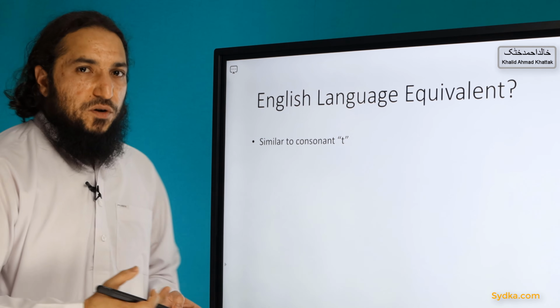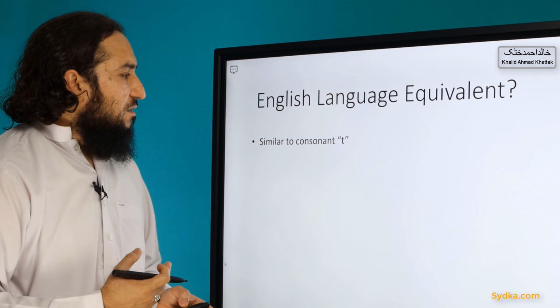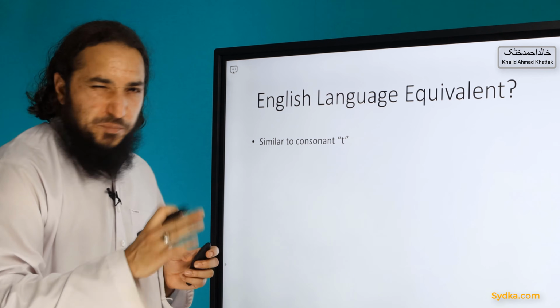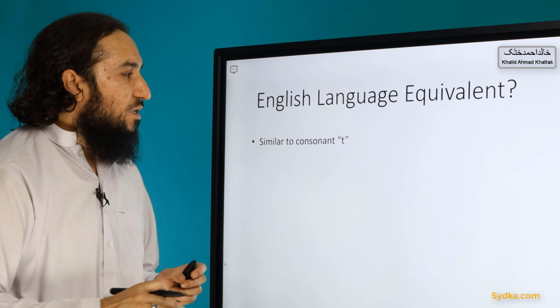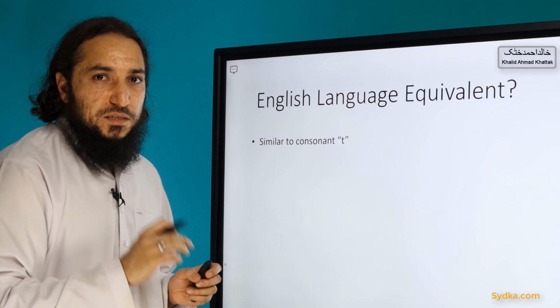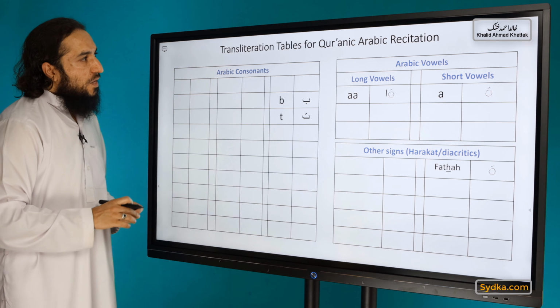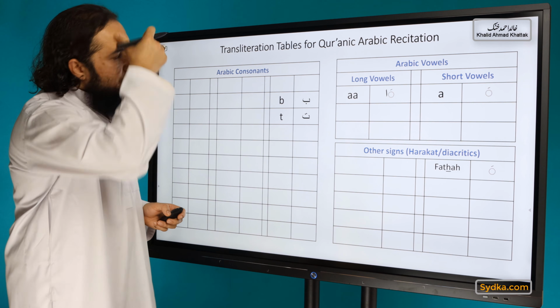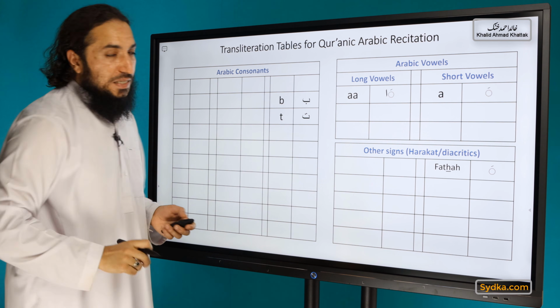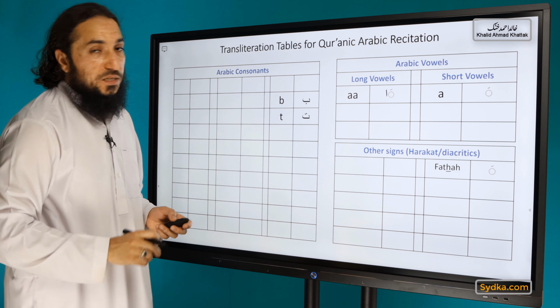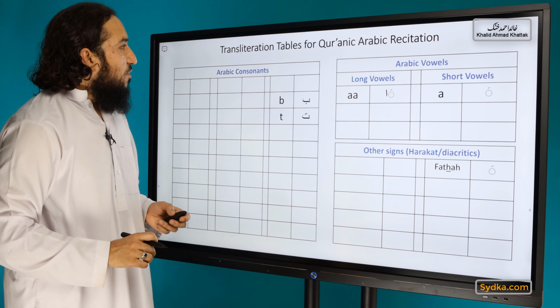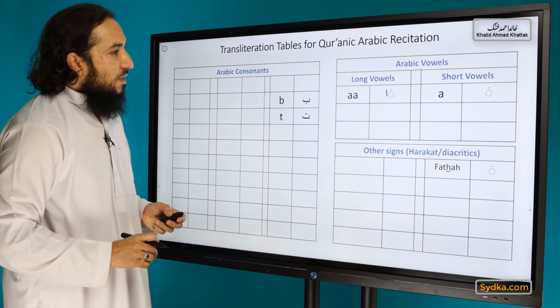The equivalent of Ta is the consonant T. It's not the same, but it has a similar sound, because it's a bit harsh if you say T, but it's quite similar. So for transliteration purposes, we use the T sound from English letters.